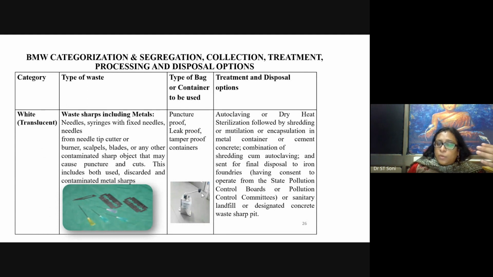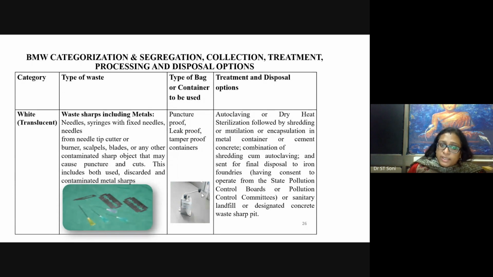After that, when you give it to the common biomedical waste treatment facility, they may autoclave it, shred it, encapsulate it, and it goes to the metallurgy department. It will be melted, and final disposal is to the iron foundries with the consent, those who have the consent to operate from the State Pollution Control Boards, and sanitary landfill or designated concrete waste sharp pit. So this is the final disposal.